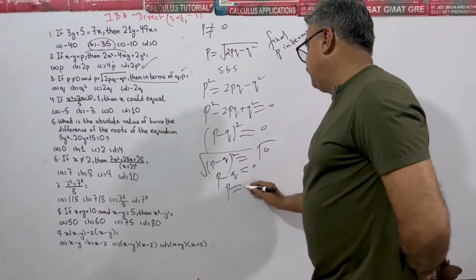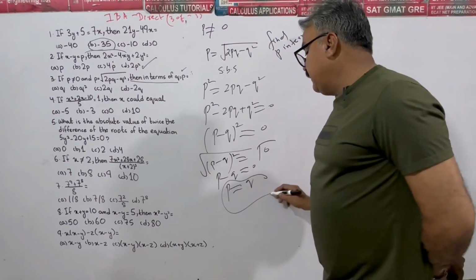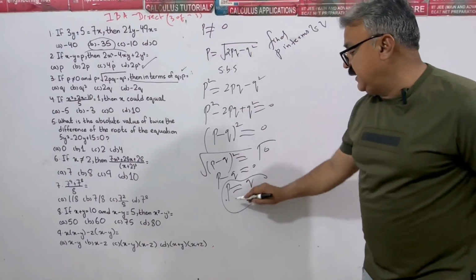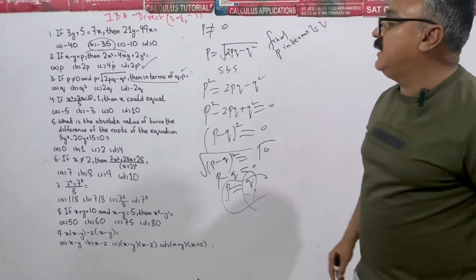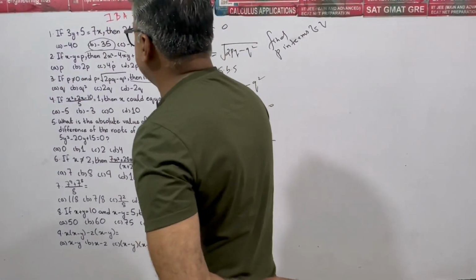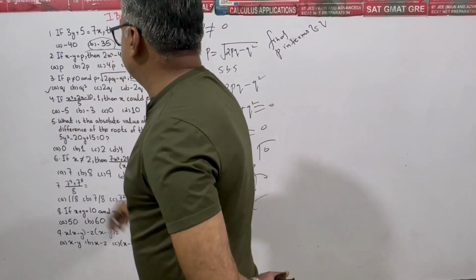So p is equal to q. We have expressed p in terms of q. So our answer in that case is q. q is the right answer.